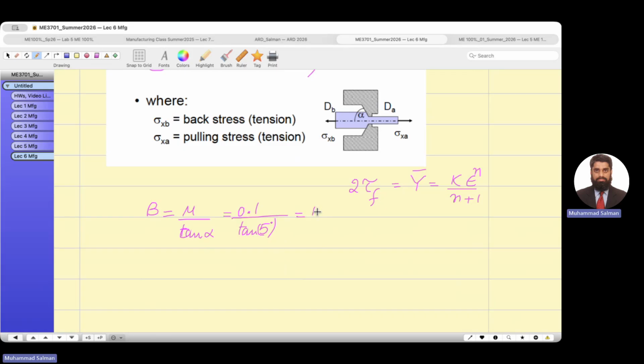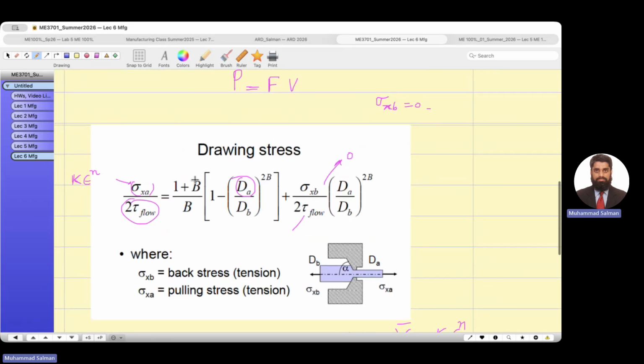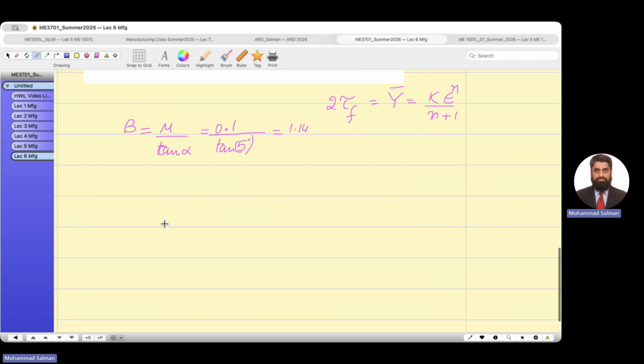Can you help me? What is my B value? One student says it is 1.14. Do you verify? He says he verifies. So that's good. So we have to plug it in over here. Let me write down the whole formula again. Sigma xa over 2 tau flow, which is the shear stress. It requires shear stress to let the material flow, and shear stress is equivalent to the average yield stress. This is according to our Mohr stress circle Tresca requirement.